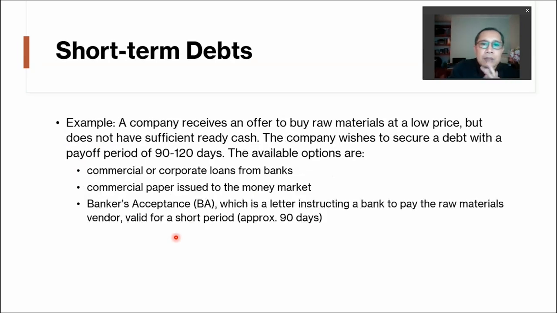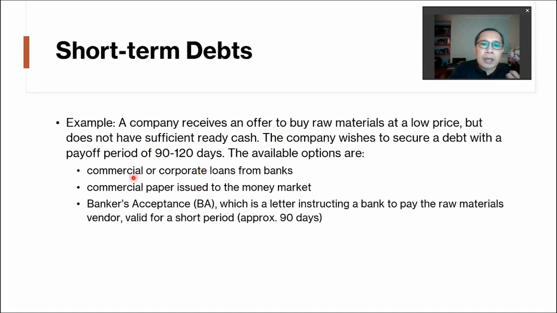All right, now just some quick examples of debts, the short-term debts. For example, a company receives an offer to buy raw materials at low price, but they don't have the sufficient ready cash. So they want to secure a debt with a payoff period of 90 to 120 days. So this would classify as short-term debts. There are several available options in the market.